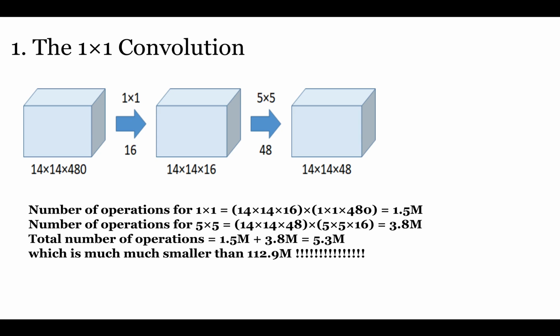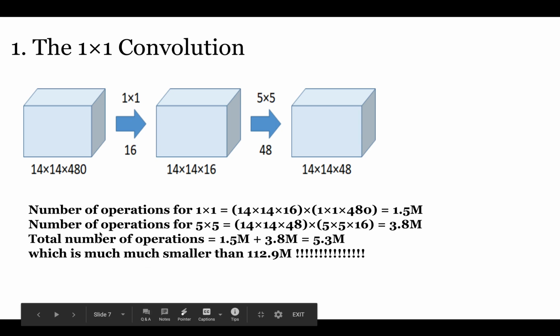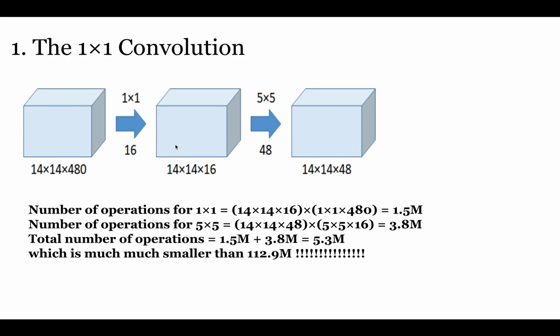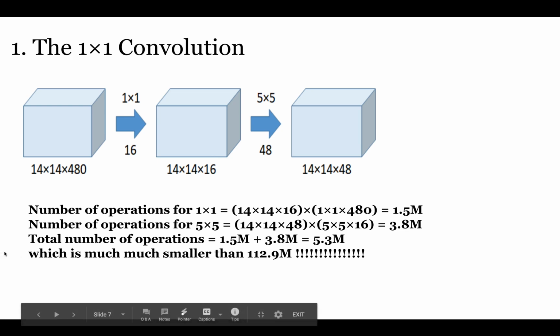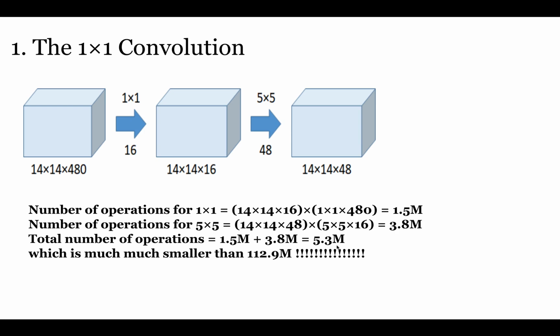Then what happens if we use the one-to-one convolution? The number of operations for the one-to-one convolution is 14 × 14 × 16 × 1 × 1 × 480, which gives 1.5 million operations. The second calculation, for the 5 by 5, is 14 × 14 × 48 × 5 × 5 × 16, using the 16 input channels, which gives 3.8 million operations. So the total is 1.5 plus 3.8, that is 5.3 million.